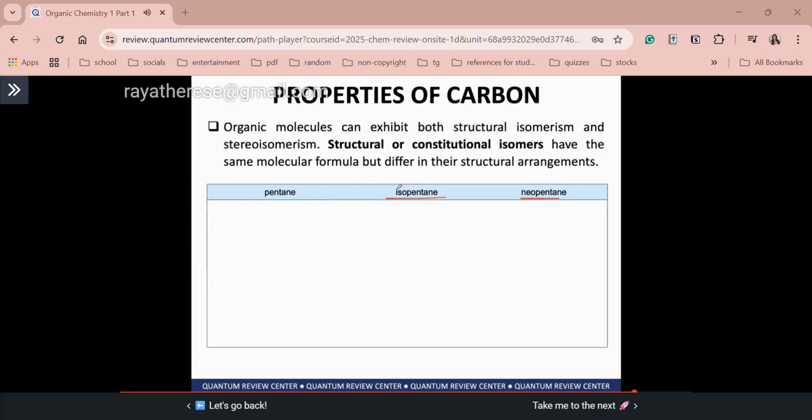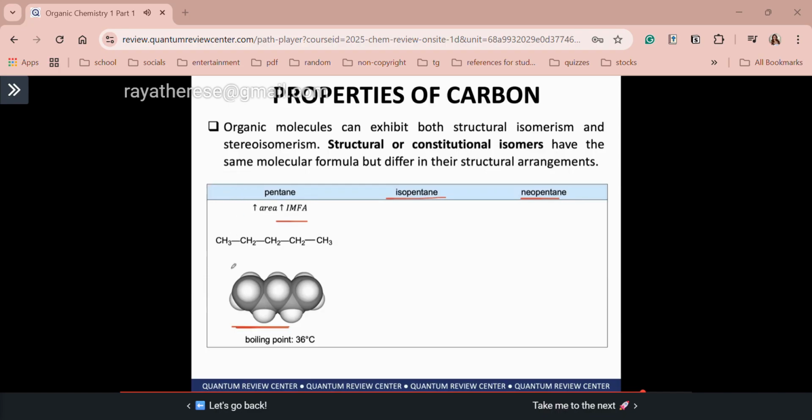Class, in this slide, I will emphasize the effect of structural or constitutional isomers on the physical properties of organic compounds. So again, pentane, linear structure. Here in our discussion, we will go back to your inorganic chemistry concepts. Recall, if you have a large surface area for your organic compounds, we have larger sites for IMFA. Sorry, class, IMFA, that's your intermolecular forces of attraction. Sir, why does increasing the surface area also increase the IMFA? Because the carbon chain is exposed for IMFA. Okay? See, the boiling point of pentane is 36 degrees Celsius.